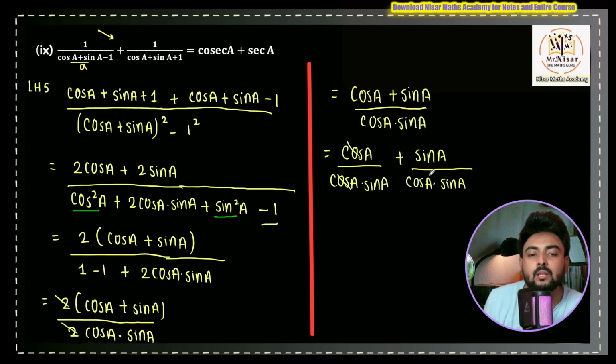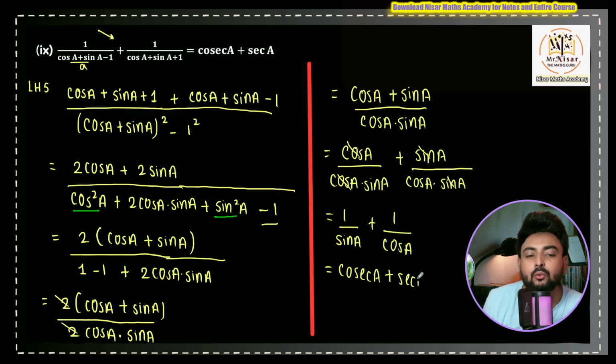See, this cos will get cancelled here, and sin will get cancelled. So we are left with 1 by sin, and 1 by sin is nothing but cosec, that we want, and 1 by cos is remaining here. So 1 by sin is cosec, and 1 by cos is sec. This we needed to prove. I hope it is quite clear to you. Let's go ahead to the next question.